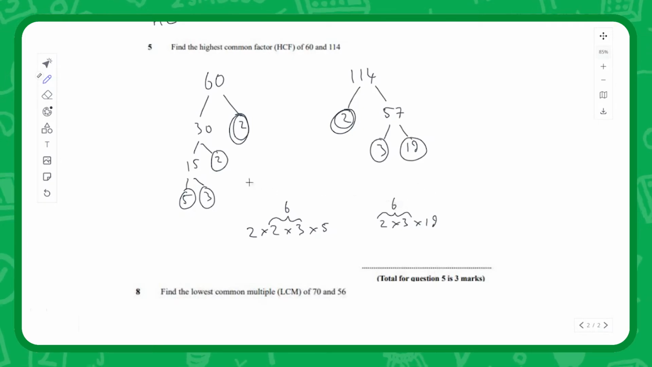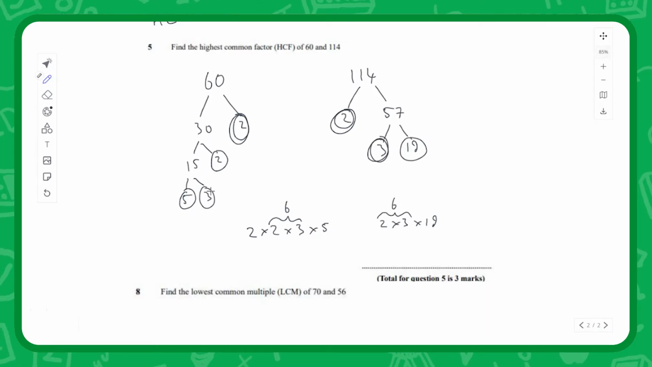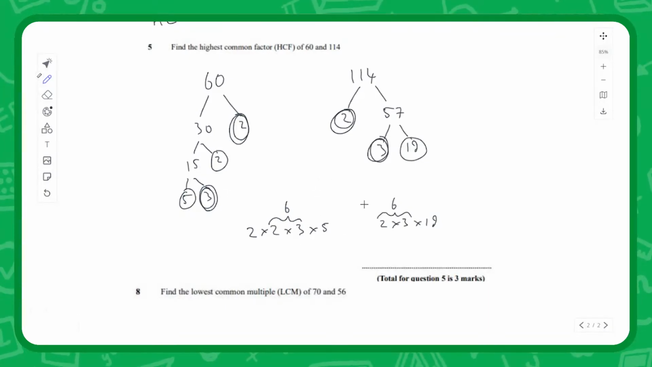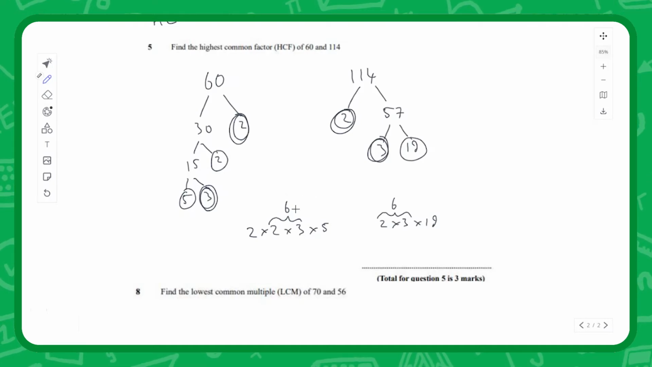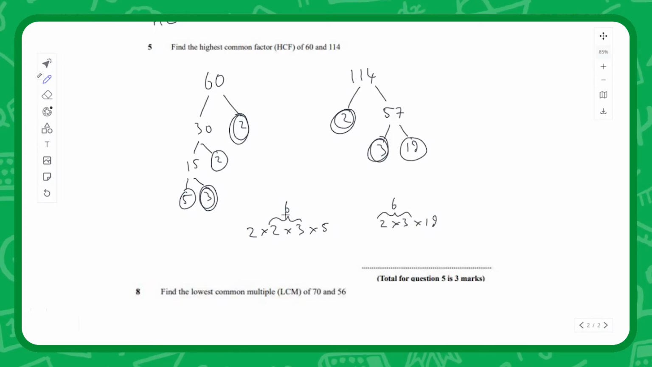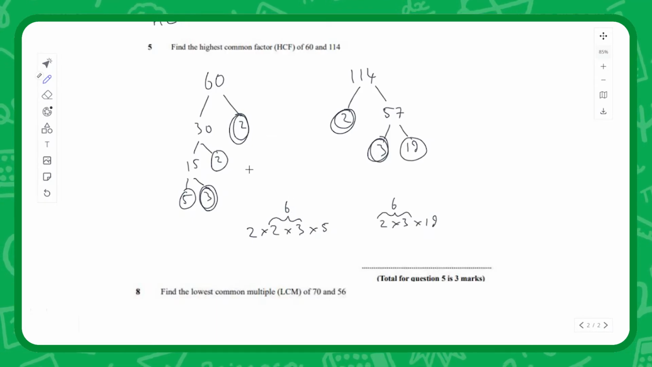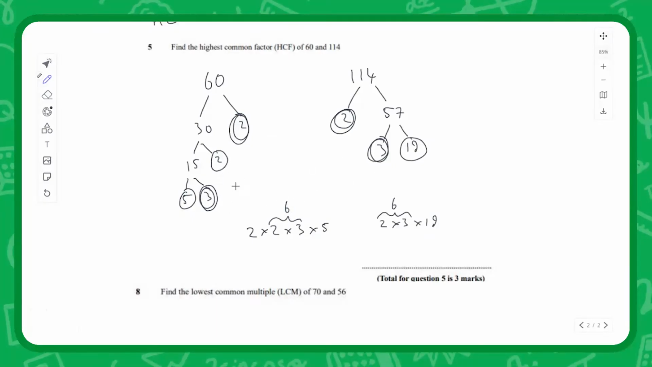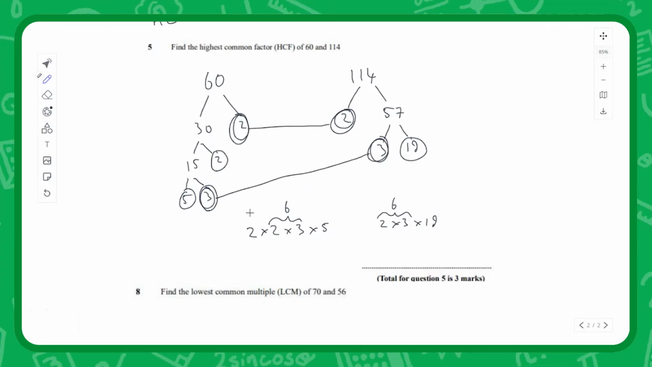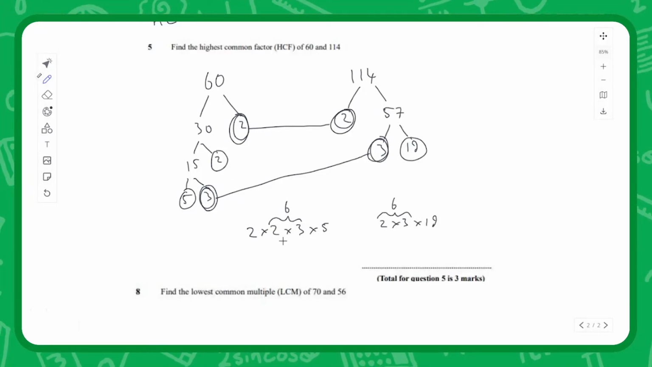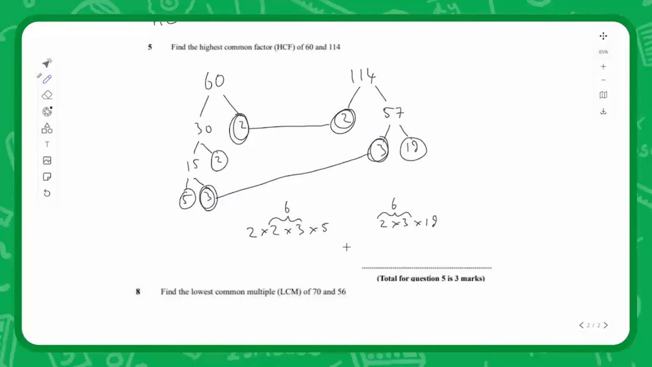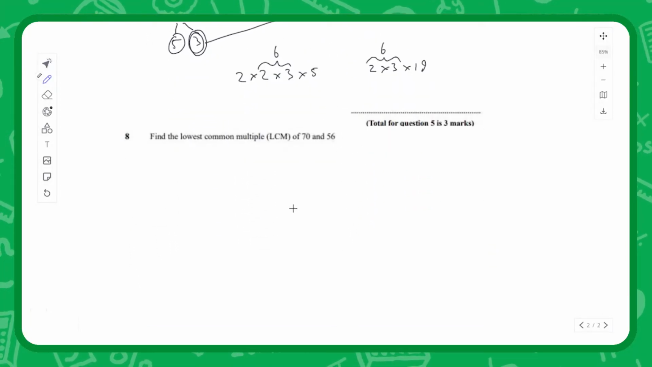So whenever I've got a common pair of numbers, I know that I can times all my pairs together, and they'll then give me the highest common factor. So we don't have any other pairs, right? 19 doesn't pair with anything here. So we've only got that 2 pairing with that 2, and that 3 pairing with that 3. And so I know that I've got a 2 and a 3 occurring in both of these products of prime factors.